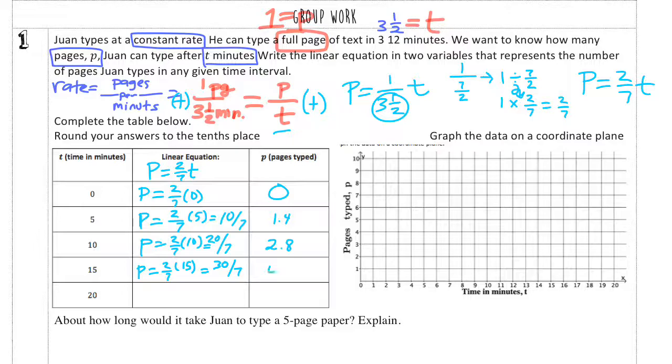So we know this should be 4.2 something. And then our last one, P equals 2 over 7 times 20, is 40 over 7, which we should know is 5.7 something. Okay, so now that I have all these t values and I have all these p values, I know that I can plot them on our graph as ordered pairs.